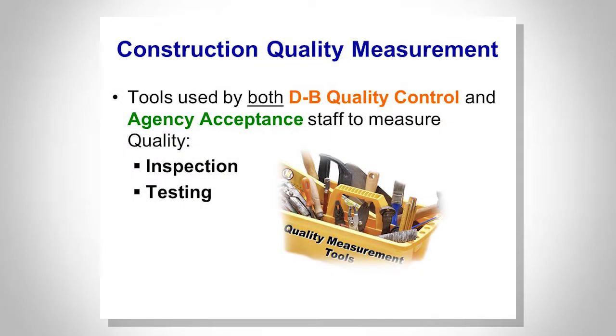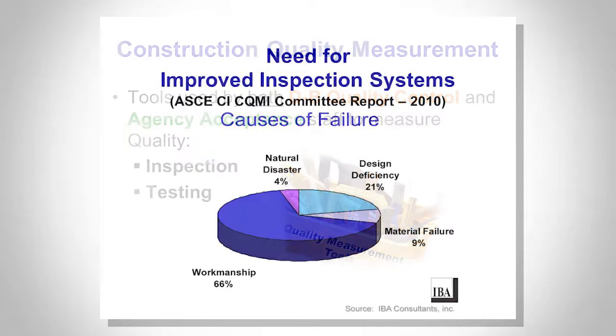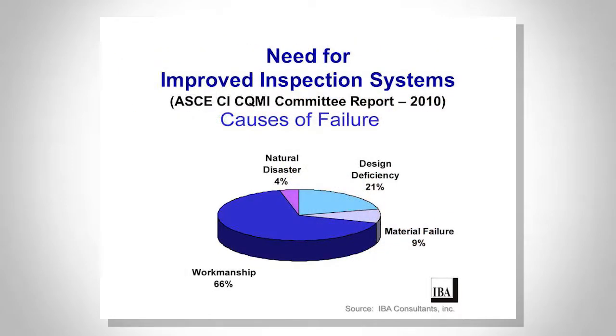Okay, quality measurement. Notice as far as measuring, we have inspection and testing. The reason we talk about inspection and testing, this is from an ASCE report years ago, or not, 7 years ago. But look at the causes of failure. And that's why I was mentioning workmanship to you before.